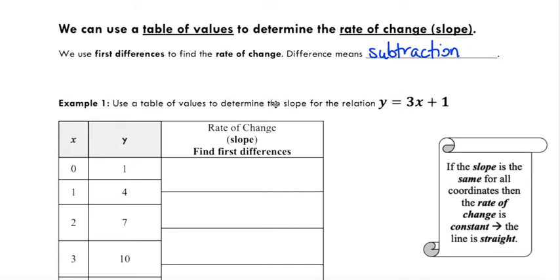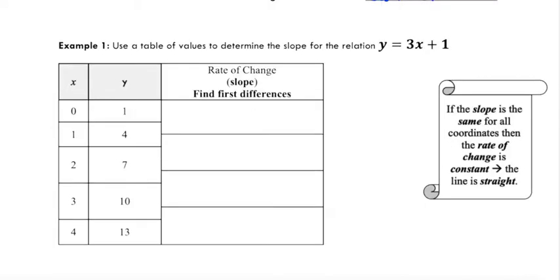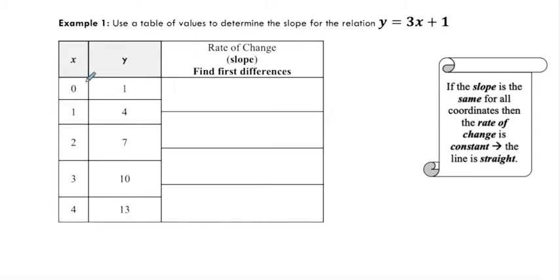So we're going to use this table of values to determine the slope for the relation y equals 3x plus 1. Remember, when we're trying to use an equation to find our x and y values, we choose the values for x that we want to use. We substitute those into the equation for x and we solve for y. So I've already done that for you for the x and y column, and we're going to use the y column to find the rate of change.